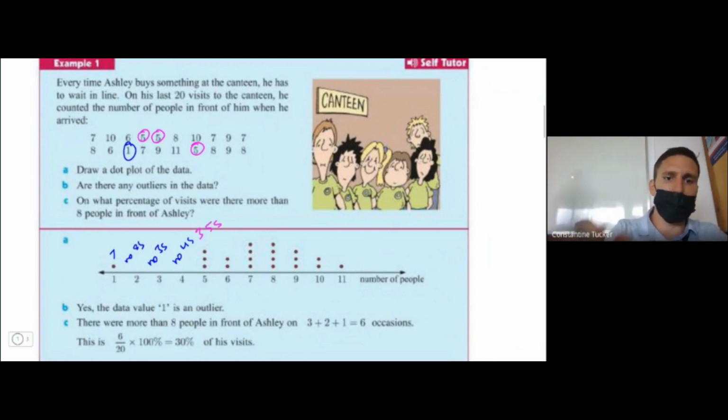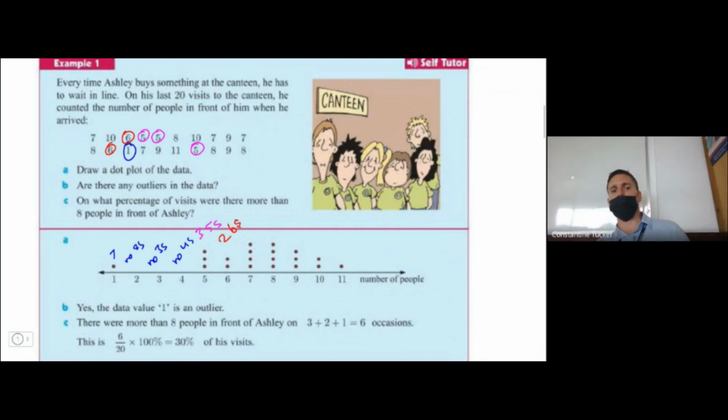And then let's see, 6s. 1, 2. Yes, so we have 2 6s, etc. So you get the picture, right? So we just carry on doing the dot plot.